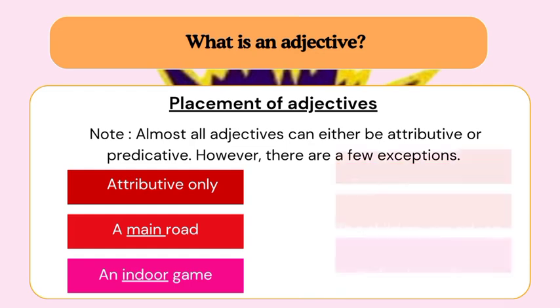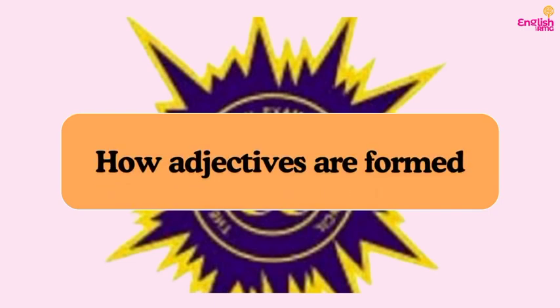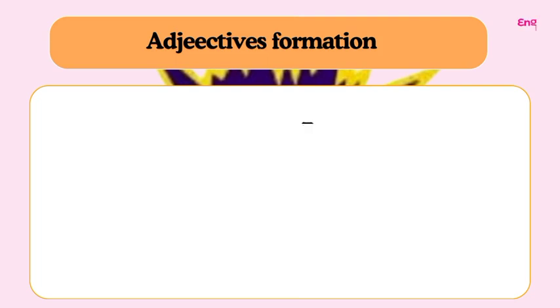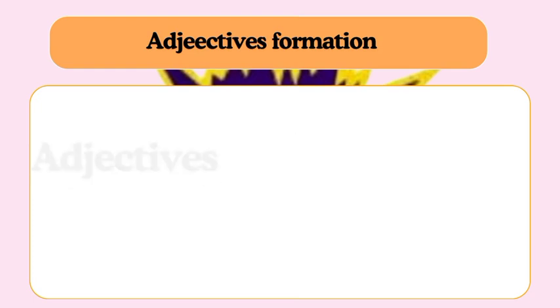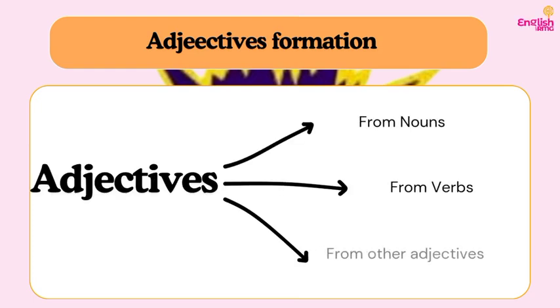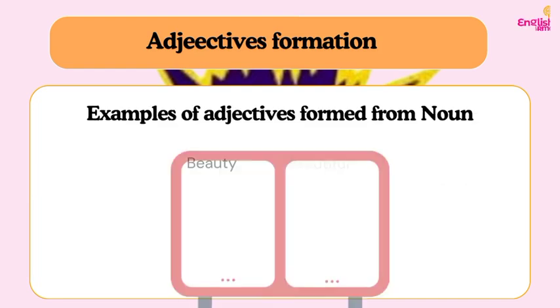Do you understand? Now let's move on to the next subtopic, which is how adjectives are formed. That is, how do we form these adjectives? So adjectives can actually be formed from other word classes, or what is popularly known as parts of speech. So adjectives can be formed from nouns, from verbs, or from other adjectives. So how do we do this? Let's consider a few examples.